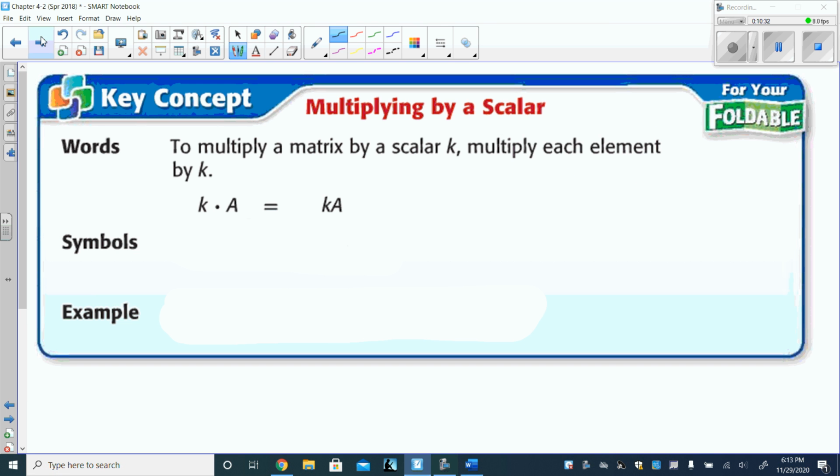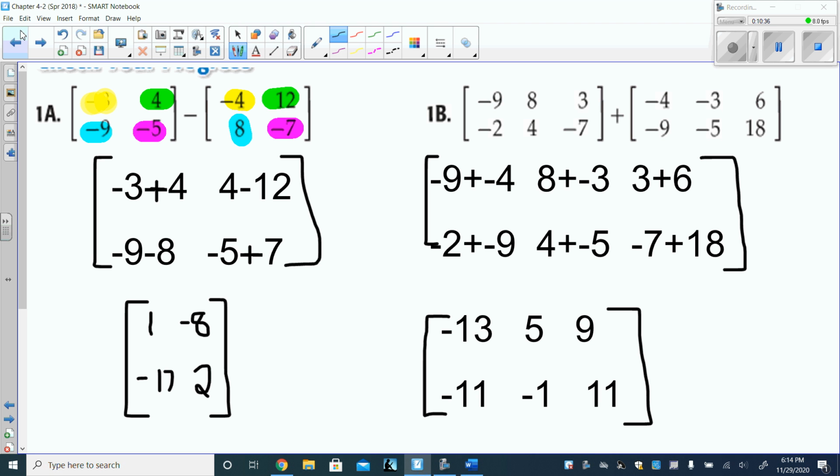And we can move on to the next thing. Because addition and subtraction, that's all it is. And as long as the dimensions are the exact same, we can add and subtract. But if the dimensions are not the exact same, we're not going to be able to add or subtract them.